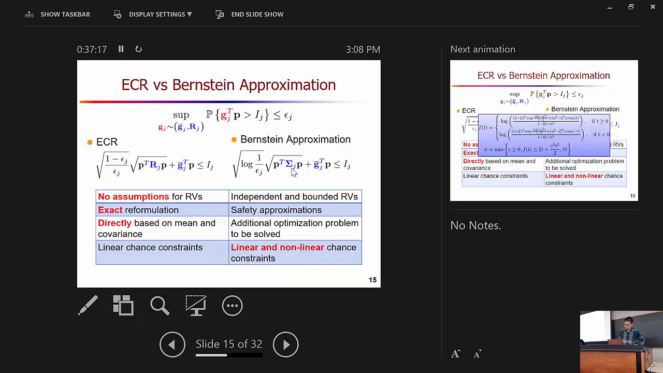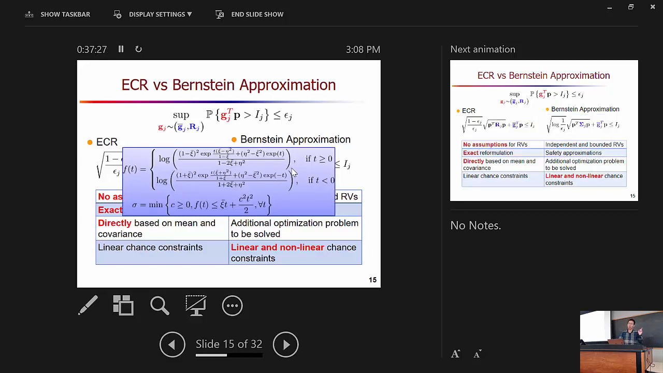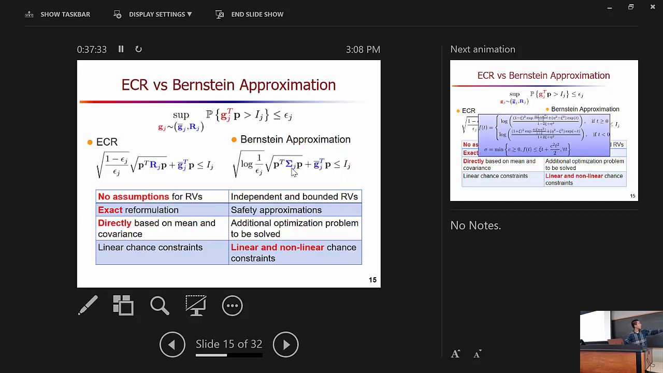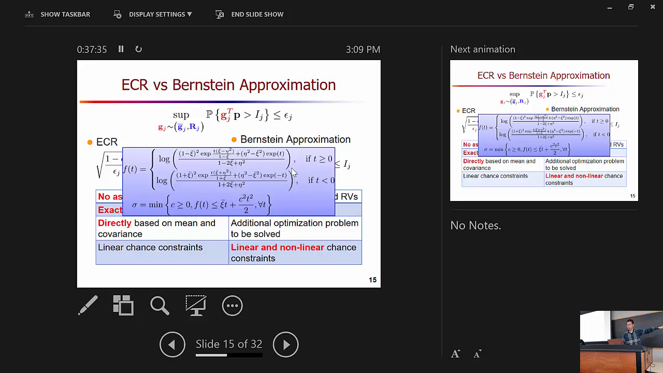Also, to derive the constraint in our case, we just need the mean and covariance to write it down immediately. There is no additional step. But for theirs, you need to solve an auxiliary problem like this one. You don't need to read that. All you have to know is that if you want to solve for the sigma on the right side, you need to go through this.